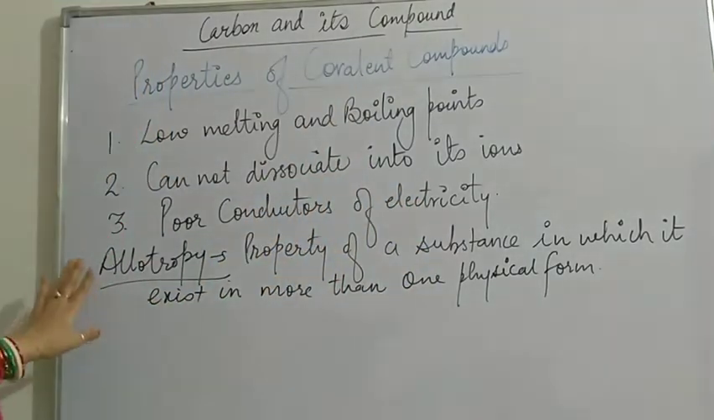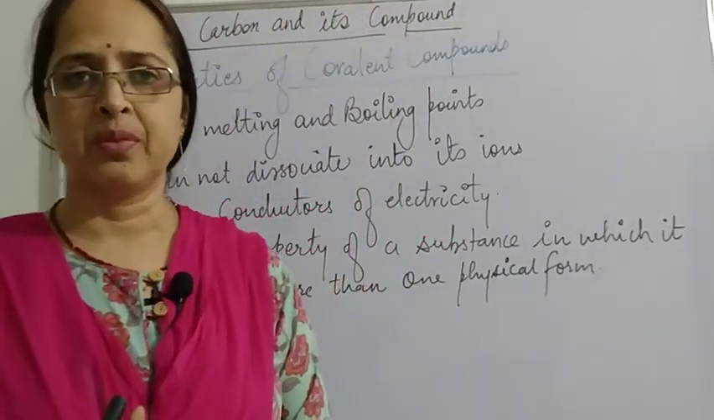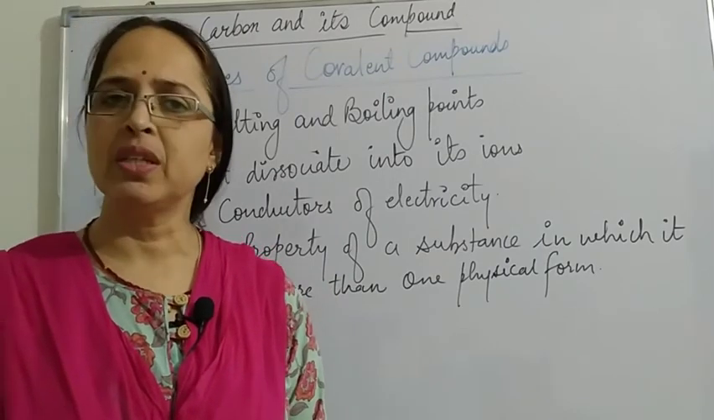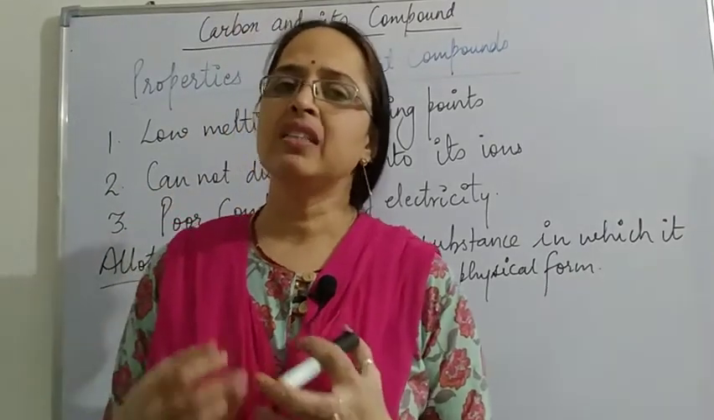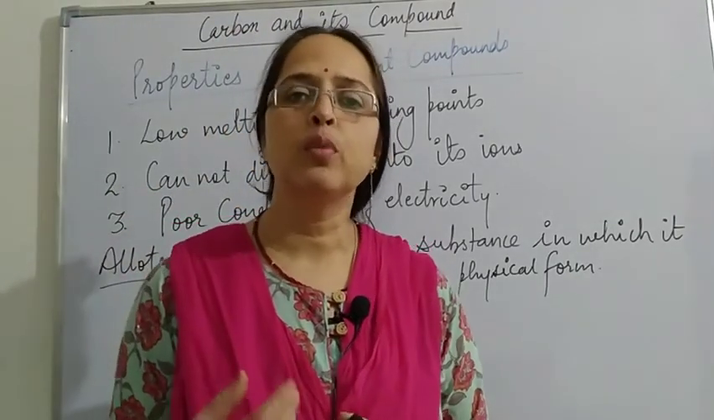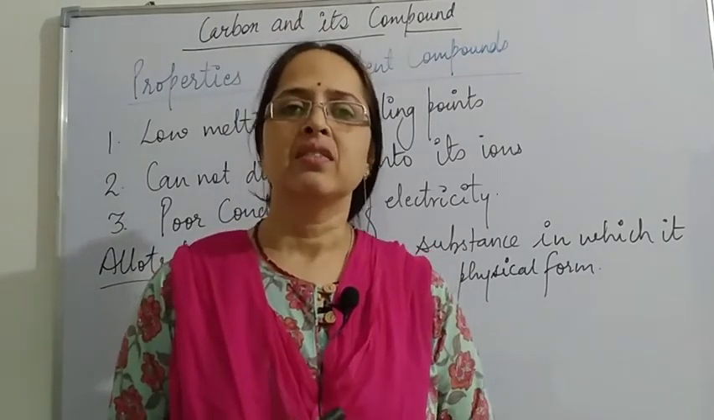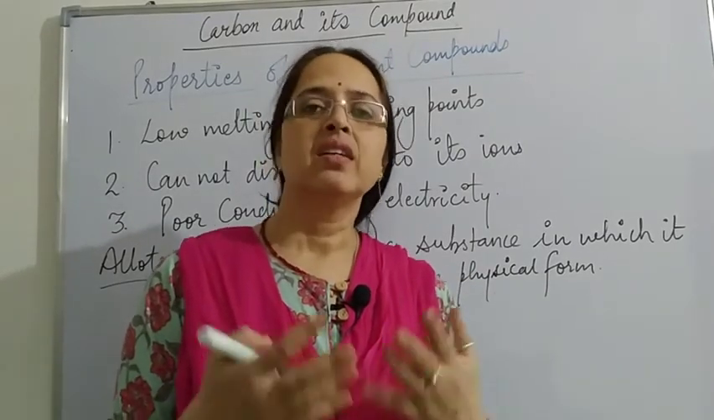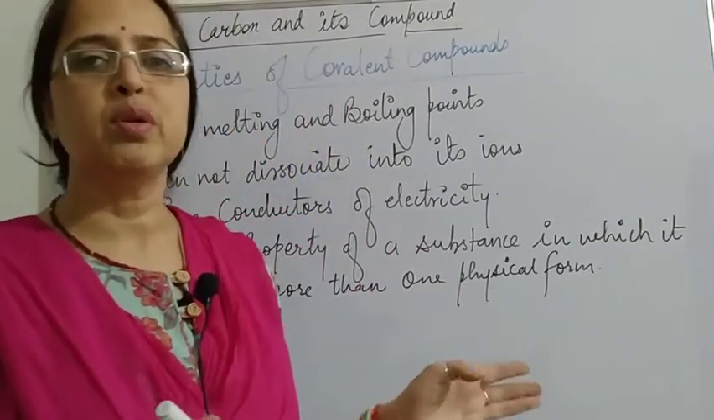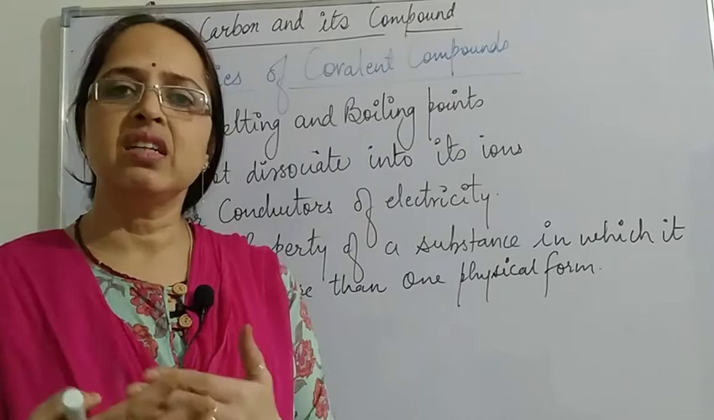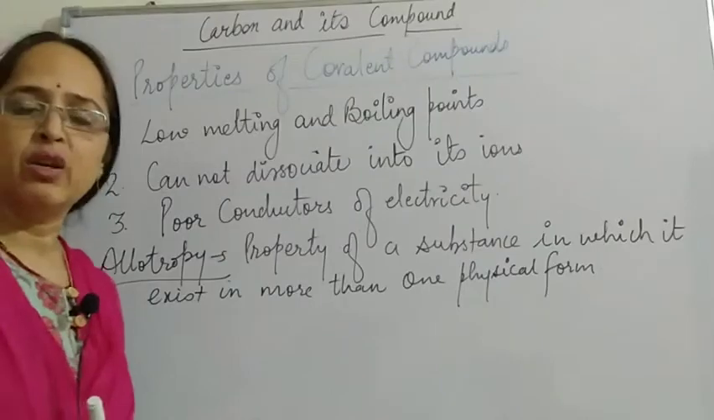Now we'll discuss allotropy. The next term is allotropy, or allotropes. Substances are called allotropes and the property is called allotropy. What is allotropy? If any substance exists in more than one physical form, that substance is called an allotrope, and the property is called allotropy. Carbon has this property, that means carbon exists in more than one physical form. So here we study the different allotropes of carbon.